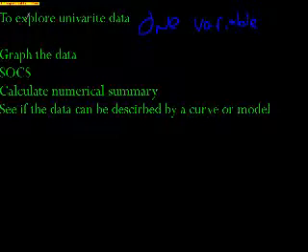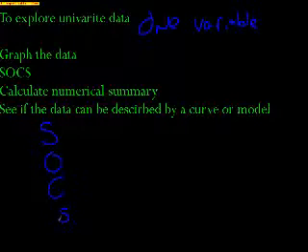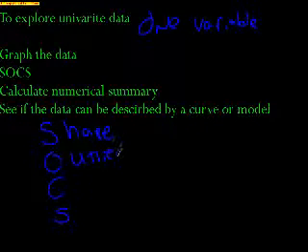The first thing we're going to do is to graph the data. We should be able to do this after chapter 1. The second thing we need to do is look at our SOCs. SOCs is an acronym. It stands for shape, outlier, center, and spread.